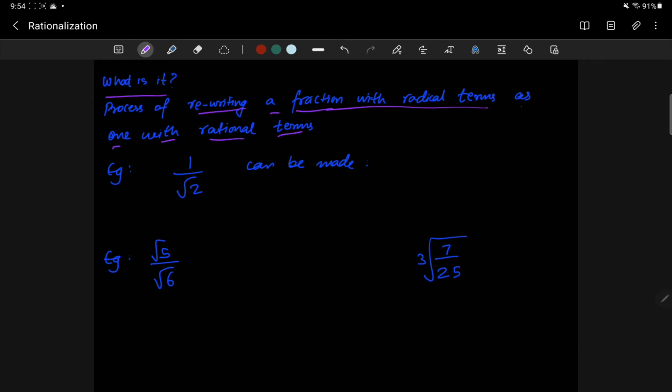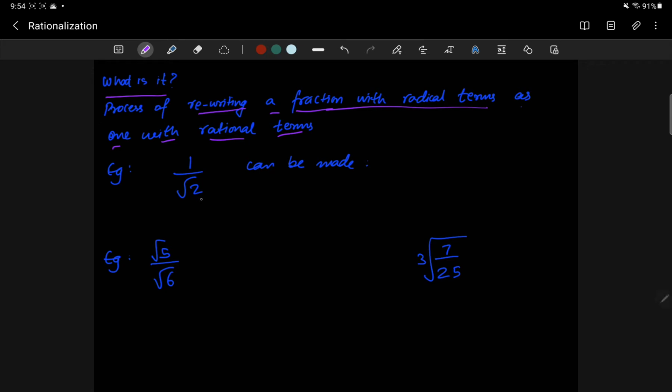Now rational, remember, is a ratio of integers like 1/2 and 3/4, etc. So there are no square roots or cube roots, none of that. Now here's how we're going to do it.